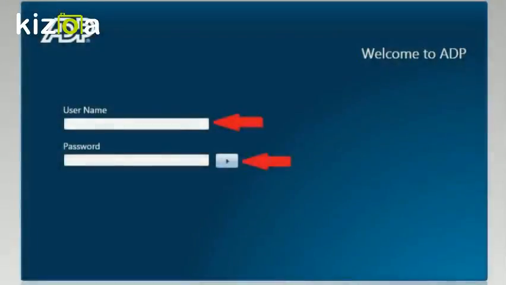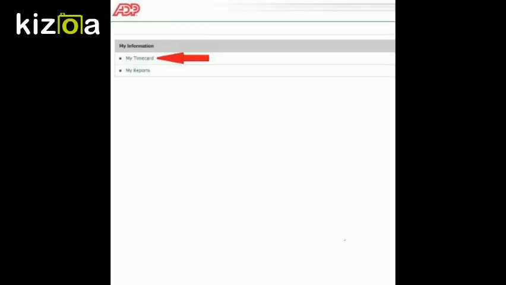Insert your username and password here to log in. If you forget your password or get locked out, please email your supervisor who will contact payroll to rectify. Once logged in, you will see a page similar to this. You are needing to click on My Time Card under My Information.